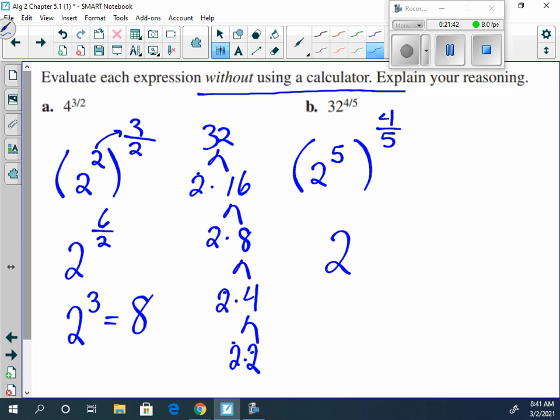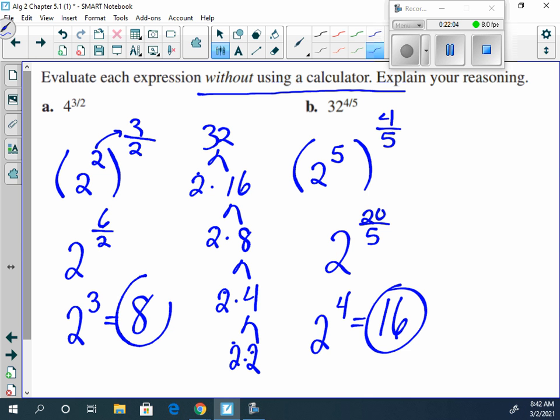Now we can multiply this. 5 times 4 is 20 over 5. And 20 divided by 5 is 4. And 2 to the 4th would be 16. I think I'm saying everything wrong today. And that's what we can do here. So we can do this with any number, not just 2.